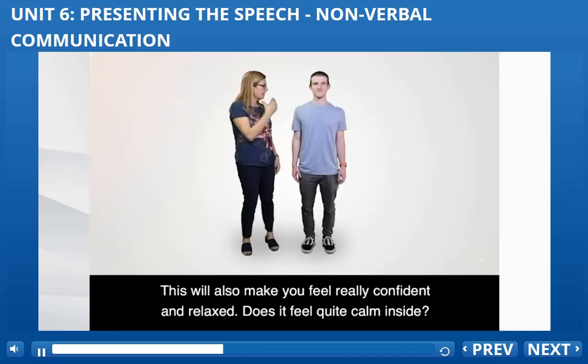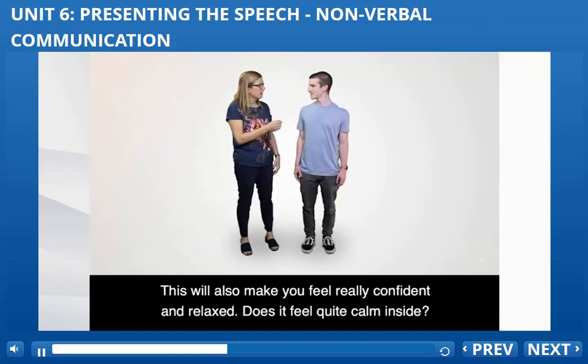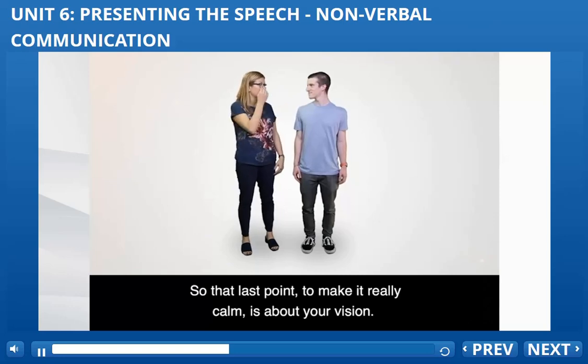So this will also make you feel really confident and relaxed. Does it feel quite calm inside? It does. So the last point to make it really calm is about your vision.